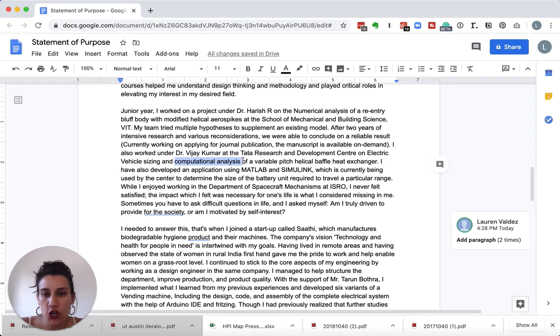So I want to know, with this computational analysis you did, what did it actually lead to? What was the outcome of it? What did you do that was innovative or unique in this space?